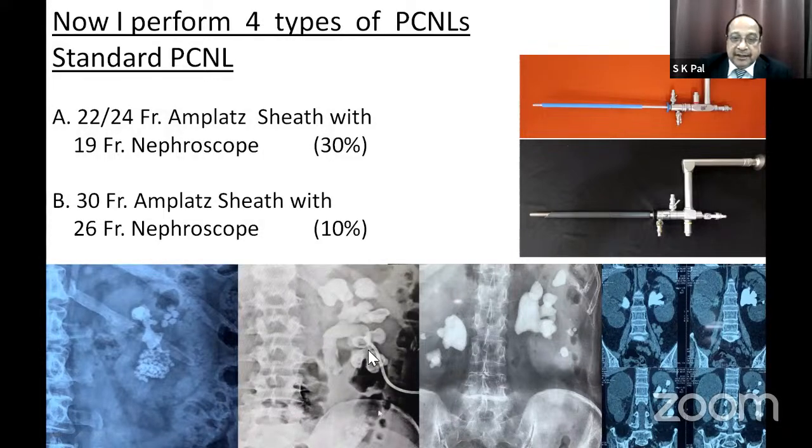This is all plain X-ray KUB. So first, for draining the pus, a nephrostomy was done, and later on all the stone was removed. I used a 30 French tract and a 26 French nephroscope.